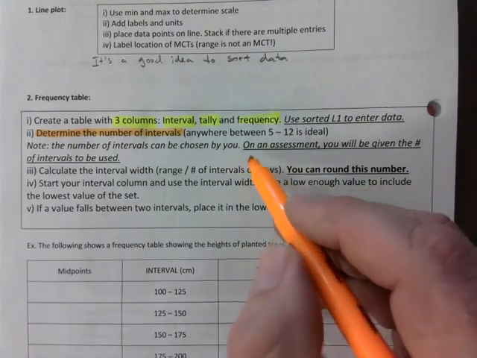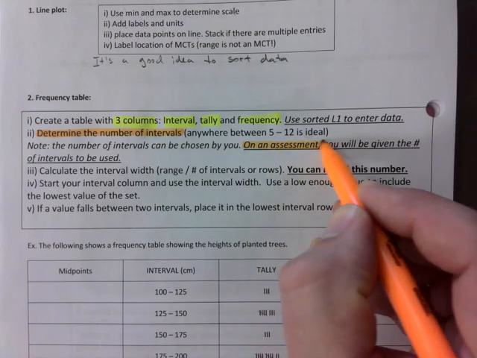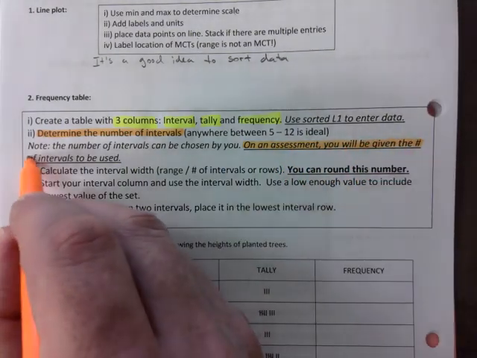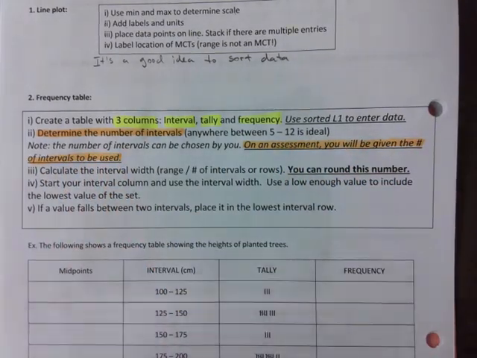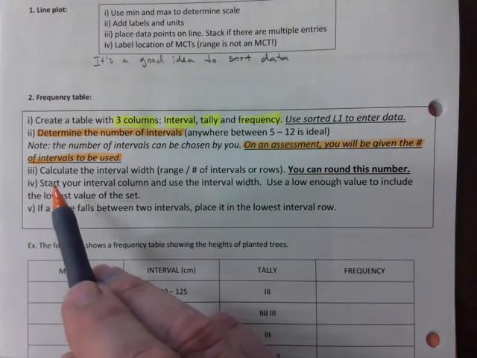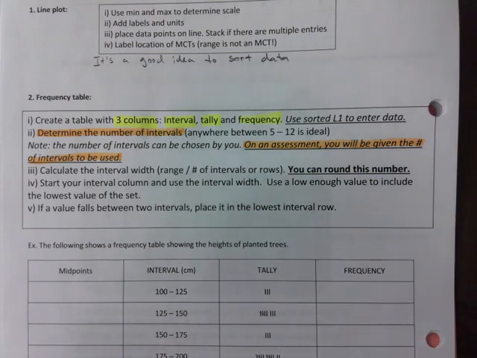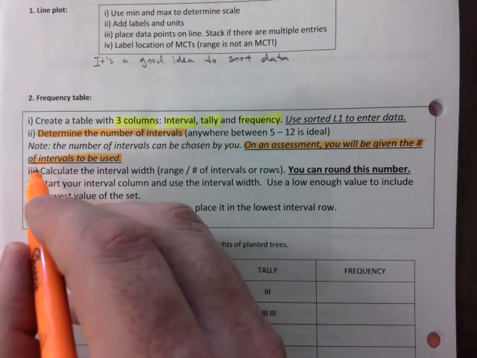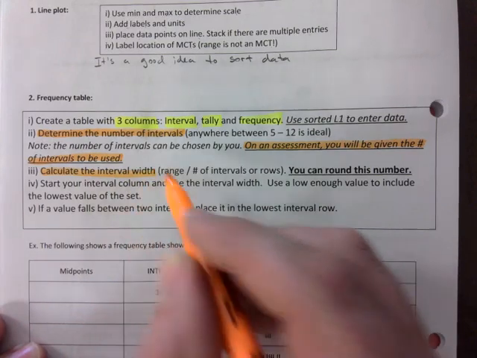But here's what I'm going to tell you. On an assessment, you will be given the number of intervals to be used. Because I found it very difficult to mark if I let students decide, because technically you can decide how many intervals, how many bars your graph is supposed to have. But I'm just going to tell you, hey, I want 6 or 7 or 8 or whatever the case may be. Calculate the interval width.